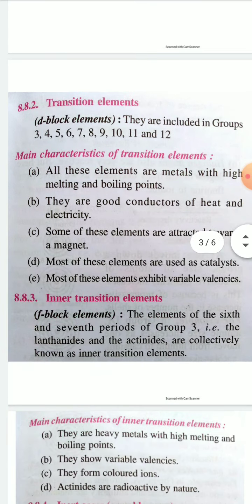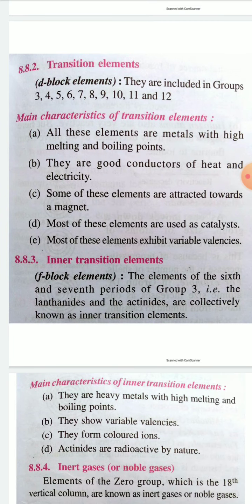Now the next type of elements are transition elements, also called d block elements. Generally, elements of group 3 to 12 are called transition elements. Main characteristic of transition elements: all these elements are metals. All transition elements are metals with high melting and boiling points.